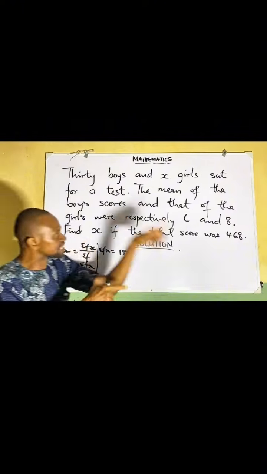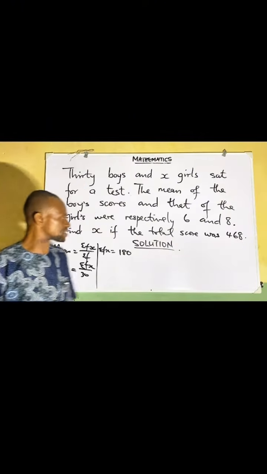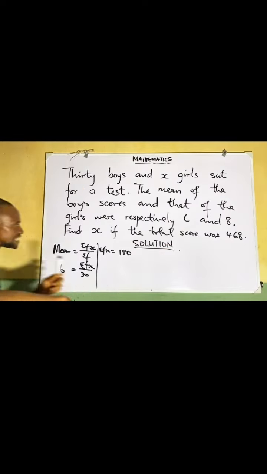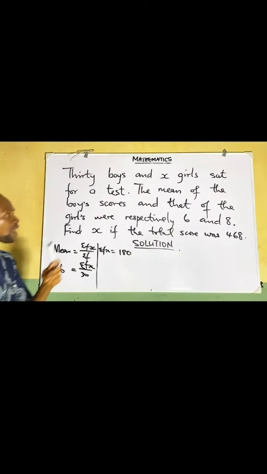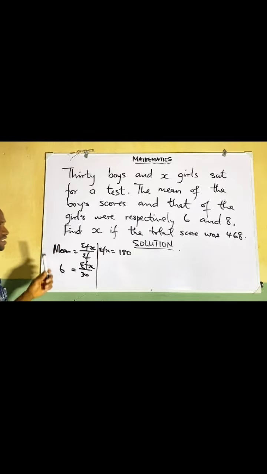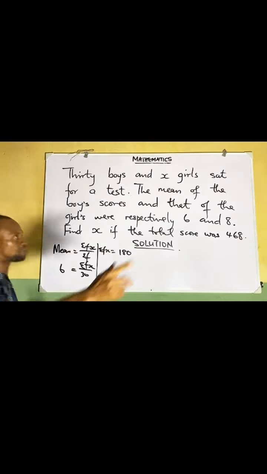Then the total score for boys and girls was this, 468. So when we subtract 180 from 468, we get the total score for girls. And when we get the total score for girls, we can now equate it over the number of girls, which is x. Then we can now equate it to the mean for girls, and then cross multiply to get our answer.